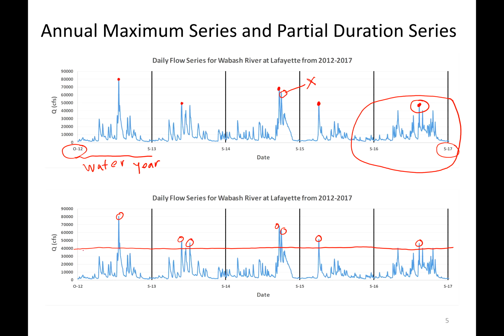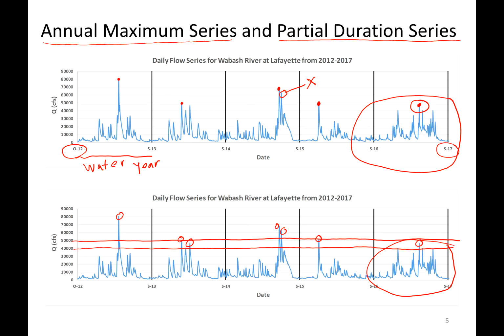For example, instead of 40,000 CFS, if I pick a threshold of 50,000 CFS, then we do not include any values from 2016-17. So when you define a threshold and pick all the values above that threshold, that series is called partial duration series. Okay, and when you pick one maximum value for each year, then that series is called annual maximum series.